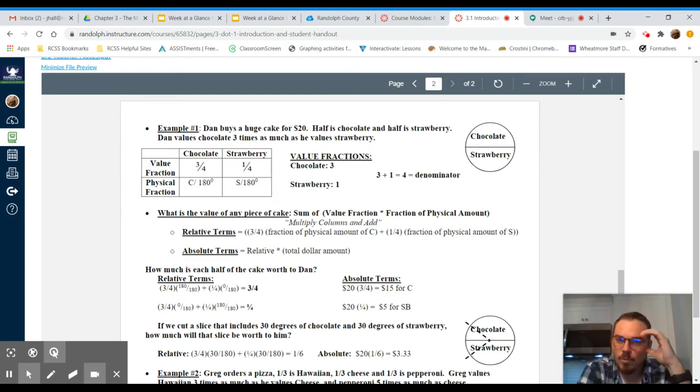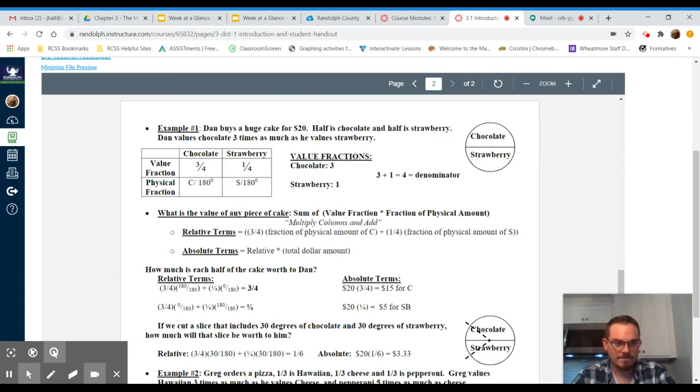So example 1, Dan buys a huge cake for $20. Half is chocolate and half is strawberry. Dan values chocolate 3 times as much as he values strawberry. Why? Because he's Dan. He likes chocolate, right? That's just what he feels. So chocolate is more valuable to Dan than strawberry. Do you feel that way? Maybe not. But that doesn't mean that it's not true to Dan. So our value fraction: chocolate is 3 times the value of strawberry.